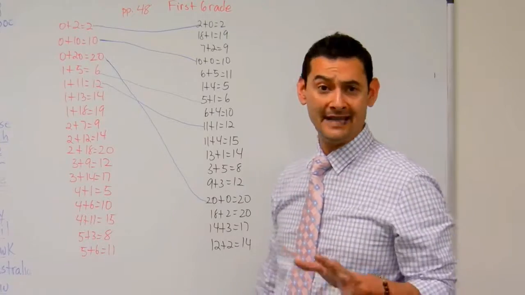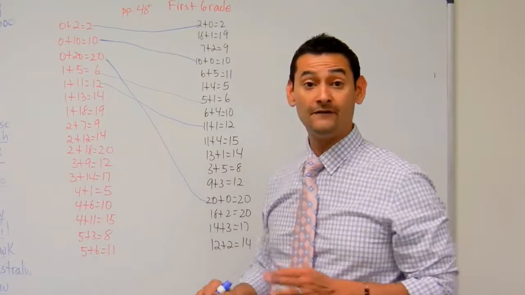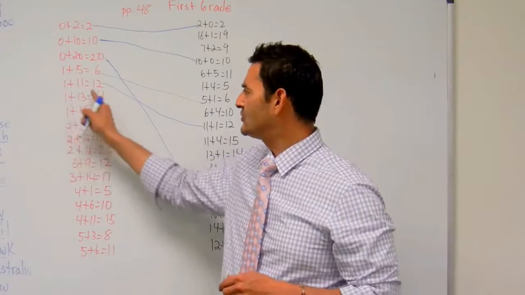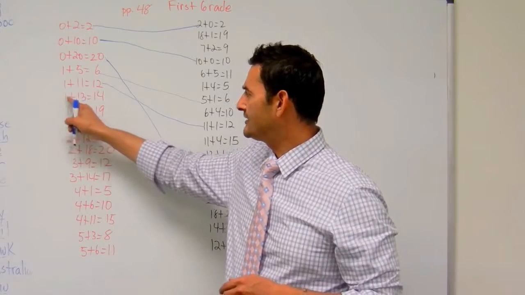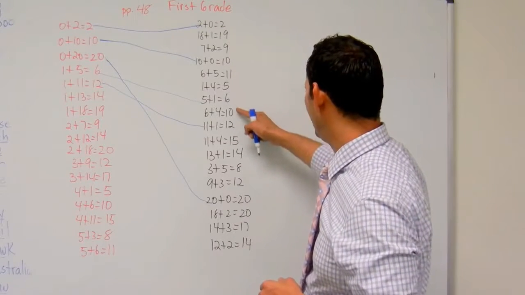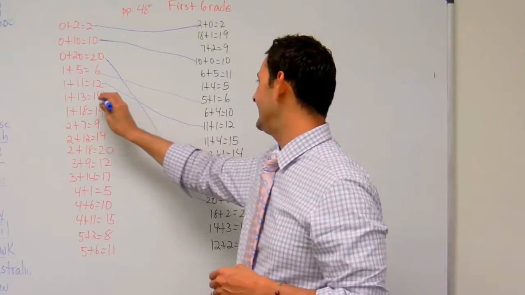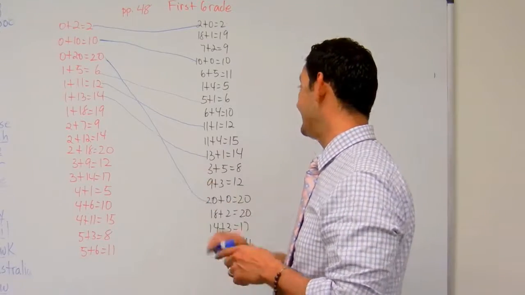And let's do the next one, the last one. 1 plus 13 equals 14. Let's switch these 2 numbers. It's going to be 13 plus 1 equals 14. Do I see a 13 plus 1? There it is. 13 plus 1 equals 14. And let's connect it there.